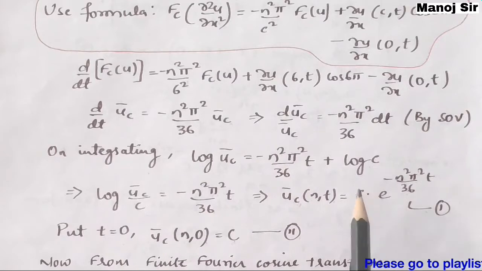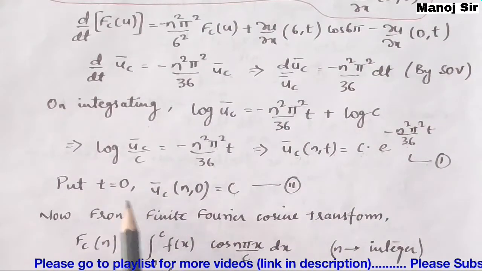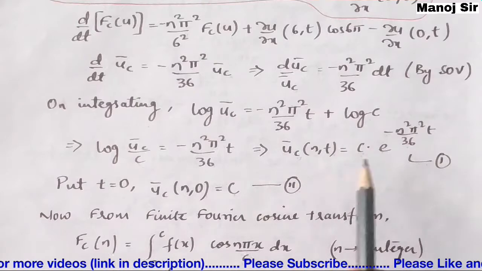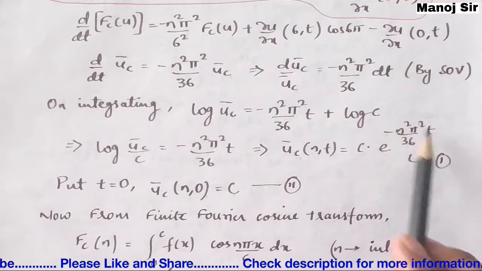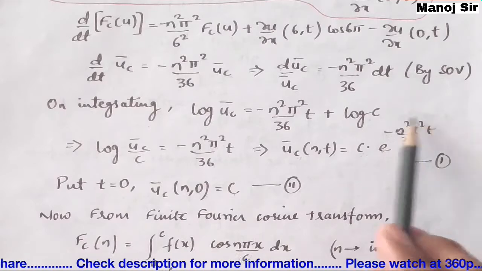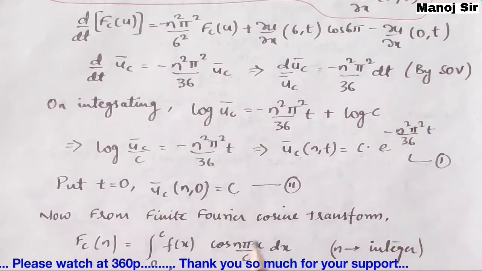Now we need to find the value of c. To find the value of c, we will put t equal to 0. So on putting t equal to 0 in equation number 1, this will become u bar c of n comma 0 equals c, because as t is 0, this whole exponent part will become 0, and e to the power 0 will become 1. So this equals c.